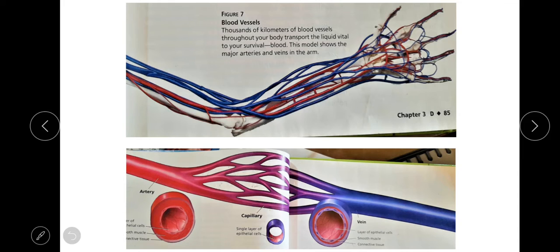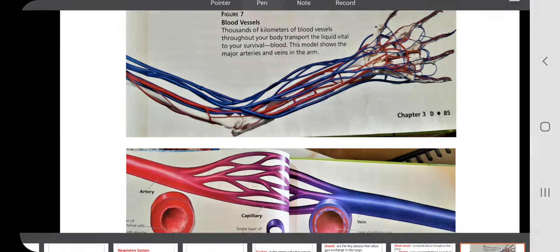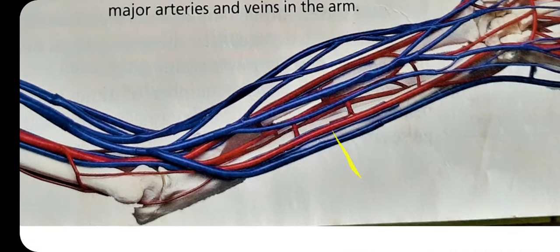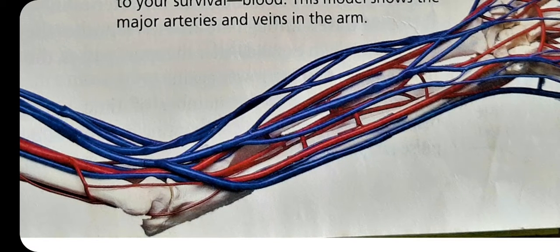Here, these are our blood vessels inside our body, specifically in our hands. The red ones are the arteries that bring oxygenated blood or oxygen-rich blood, while the blue ones are the veins that bring deoxygenated blood, or the oxygen-poor blood.